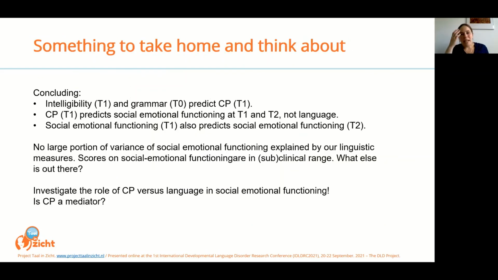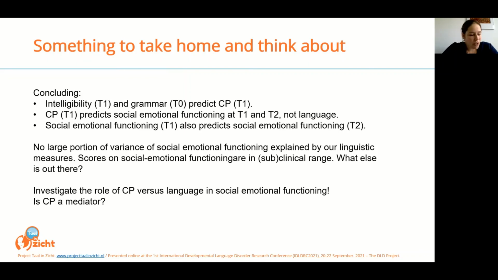So, yeah, we do have something to take home and think about, right? What we can conclude from our data is that we've seen that language measures predict communicative participation, so both grammar and speech intelligibility, and also that communicative participation to some extent predicts social emotional functioning, and that social emotional functioning at T1 predicts it at T2.